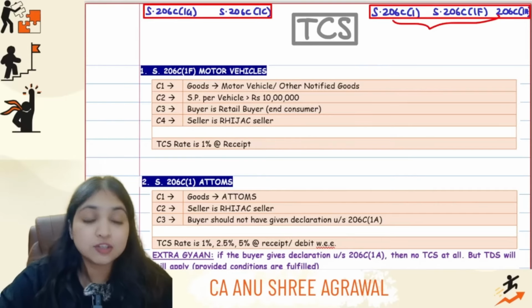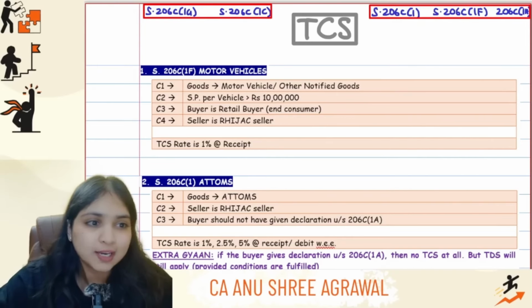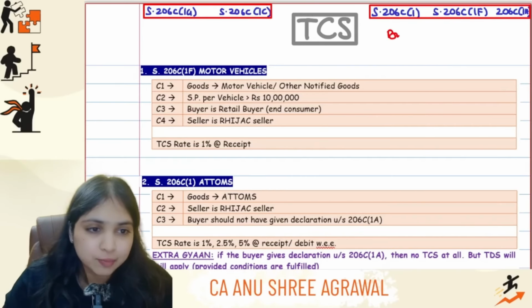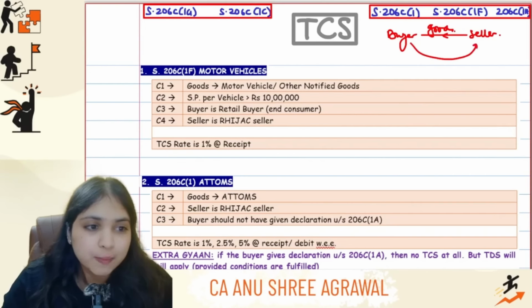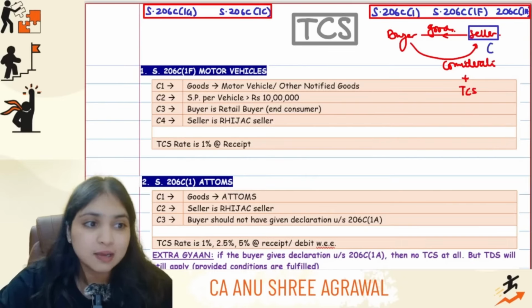In these 3 sections, a common point is there is goods. We are buying or selling goods. Okay. So I'll tell you how TCS will work. I have the buyer on one side. I have the seller on the other side. The seller is selling goods to the buyer. So when the buyer is paying consideration for the goods, along with the consideration, the buyer will pay TCS also to the seller. So who is the main person over here? The seller becomes a main person. The seller becomes a collector of tax.